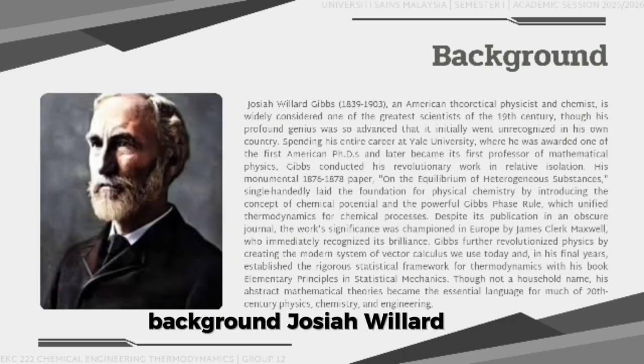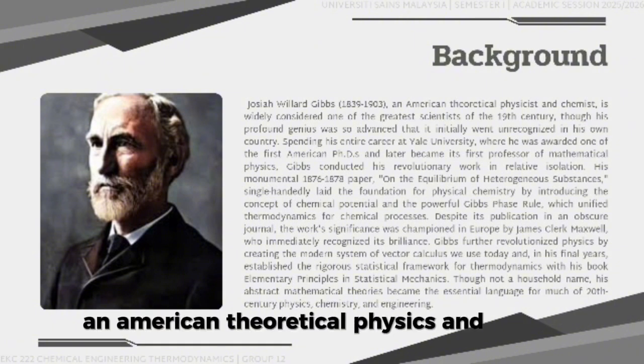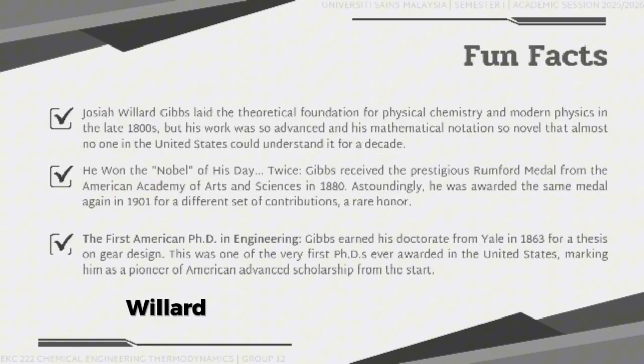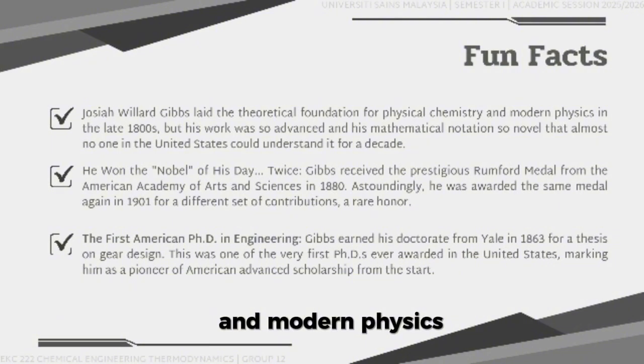Background: Josiah Willard Gibbs, an American theoretical physicist and chemist, is widely considered one of the greatest scientists of the 19th century. Fun fact: Josiah Willard Gibbs laid the theoretical foundation for physical chemistry and modern physics. He won the Nobel of his day twice. The first American PhD in engineering.